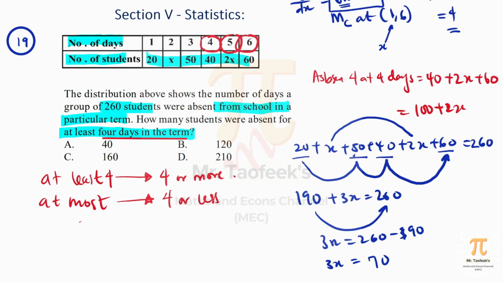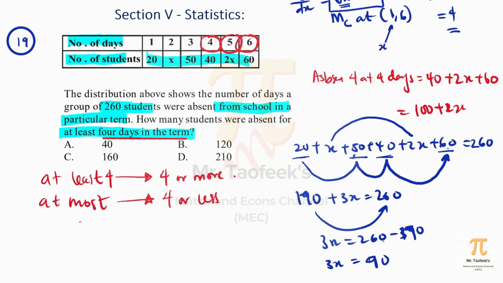20 plus 50, 70. 70 plus 40, 110. Oh, okay. 110 plus 60, that's 170. All right, 170. So take away 170, and then that will give me 90, right? Use a calculator, please. I'm doing this without my calculator. Make sure you use a calculator.